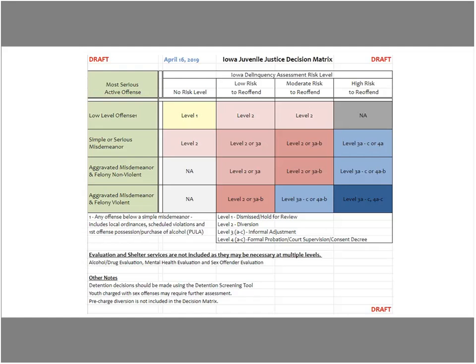A couple other notes, we have a separate tool that we use for detention decision making, and that's actually already in the field. So anything that is detention decision making related is not included in this decision matrix. There's a separate tool for that.